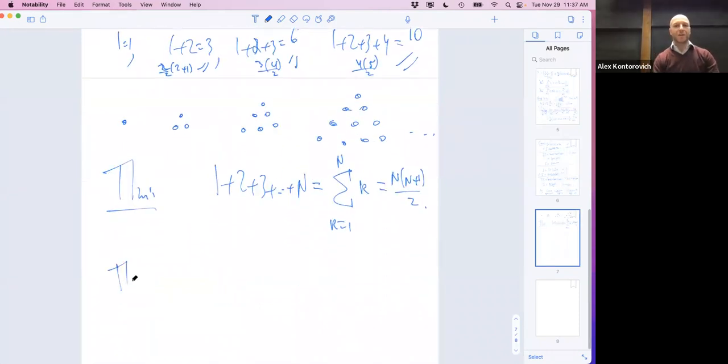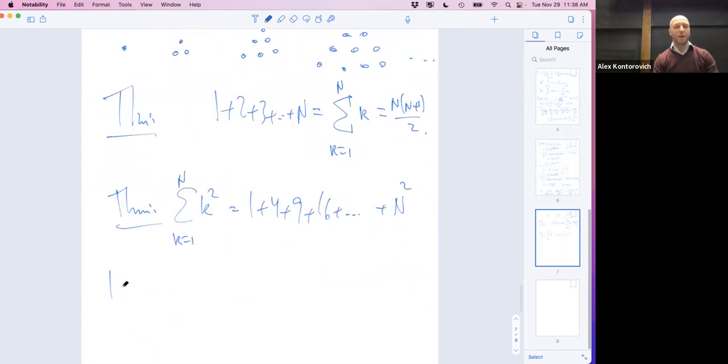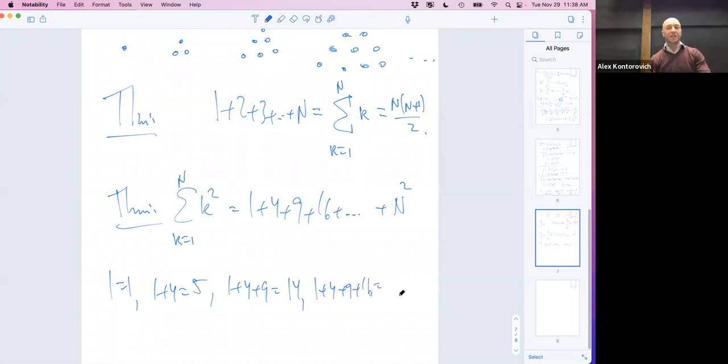We're not going to have time to prove this, but does anybody know what the sum of the first squares is, as k goes from 1 to n? So this is 1 plus 4 plus 9 plus 16 and so on up to n squared. Let's see if we can see something. 1 is 1, of course. 1 plus 4 is 5. 1 plus 4 plus 9, 5 plus 9, 14. 1 plus 4 plus 9 plus 16, so 14 plus 16, 30, and so on.